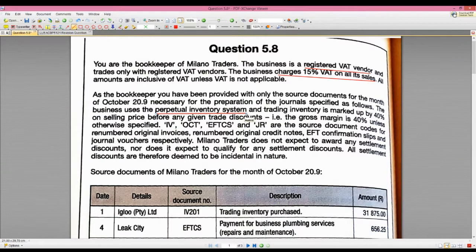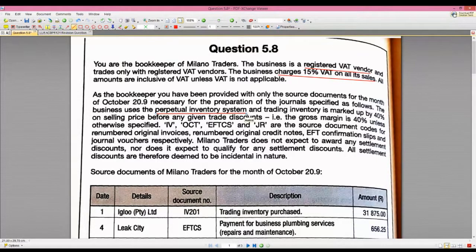So I'm going to repeat the question. If we talk about a perpetual inventory system, to what account do we capture a purchase of inventory? Ma'am, wouldn't it be to inventory and cost of sales? Okay, so it would be trading inventory, that's correct.